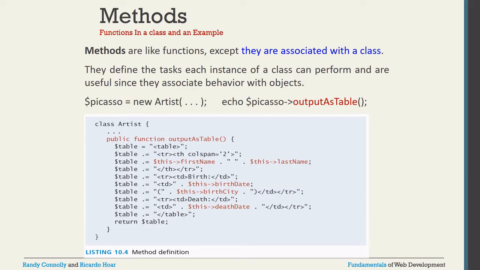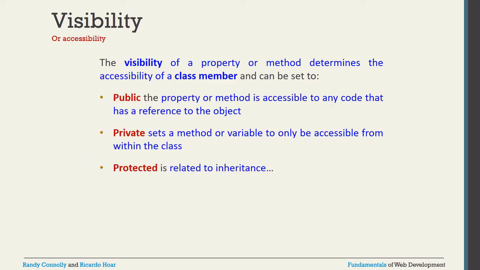Whenever you're talking about methods, it is like a function, except they are associated with a class. They define the tasks each instance of the class can perform and are useful since they associate behavior with the objects. So you see here we created one class, one function, the method, and all of the details are there. If you want to display this, use echo along with the objects you created, so you can display the information.